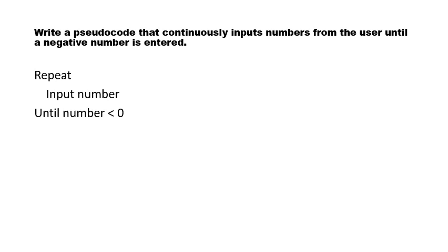Write a pseudocode that continuously inputs numbers from the user until a negative number is entered. So this will loop when you enter 5, 6, 7, 8, 9, 10. You will enter the number unless and until you enter a negative number. When you enter -1, the loop will be stopped.